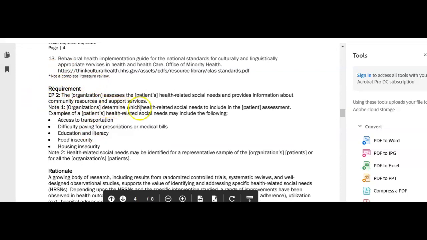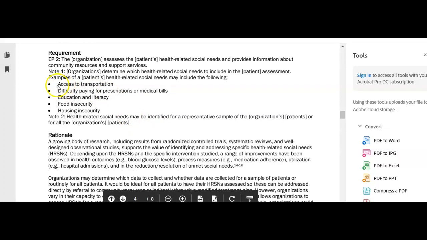EP number 2 says, according to the Joint Commission, the organization needs to determine which health-related social needs to assess. And it can be more than one, but they give you examples of these health-related social needs. So it's saying, okay, we need to assess our patients, whether they have things such as access to transportation. And these are recommended. Not each one is required, but they're recommended.